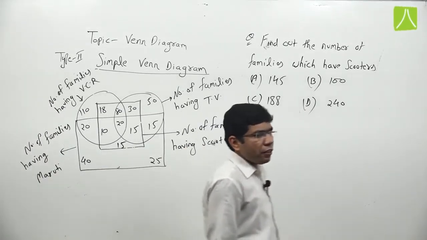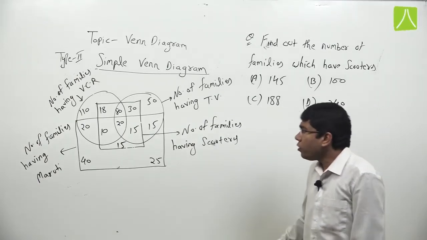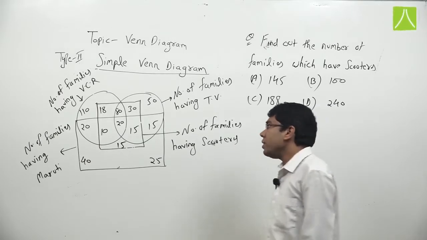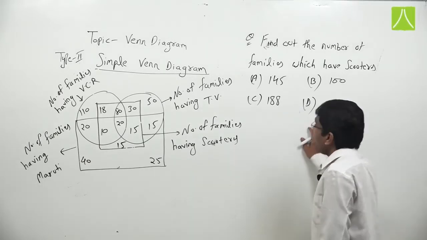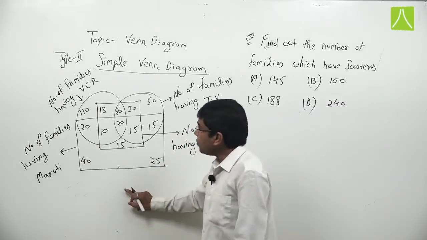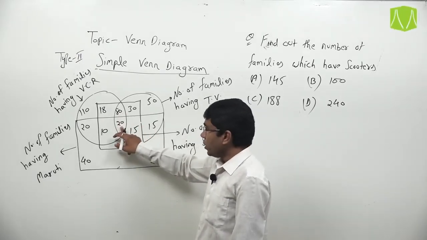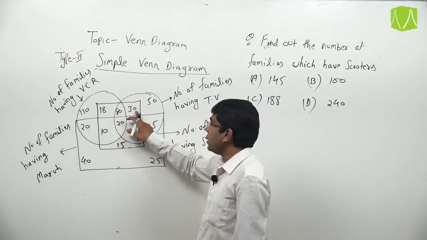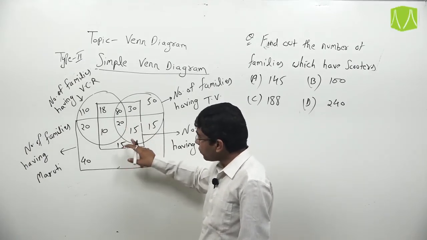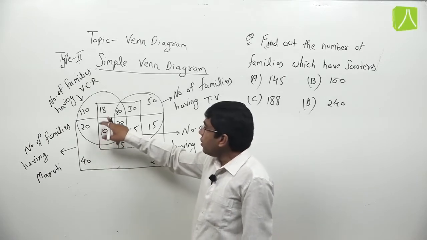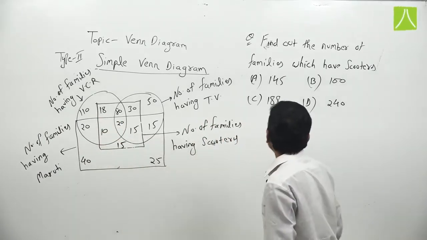Now we have to find the total number of persons whose families have scooters. For this we have to count all the numbers present in the square. 80 plus 20 is 100, 100 plus 30 is 130, 130 plus 15 plus 15 is 160, 160 plus 10 is 170, 170 plus 18 is 188.